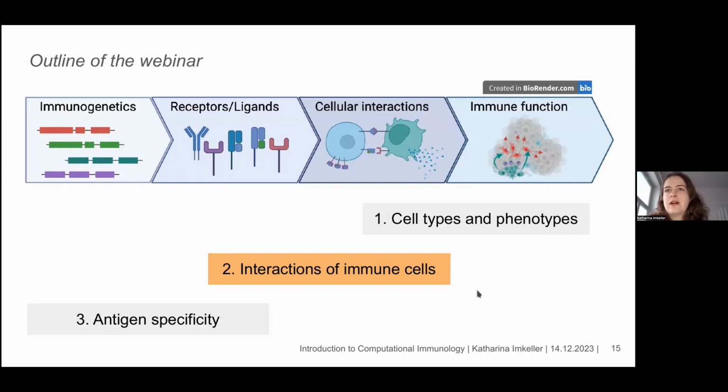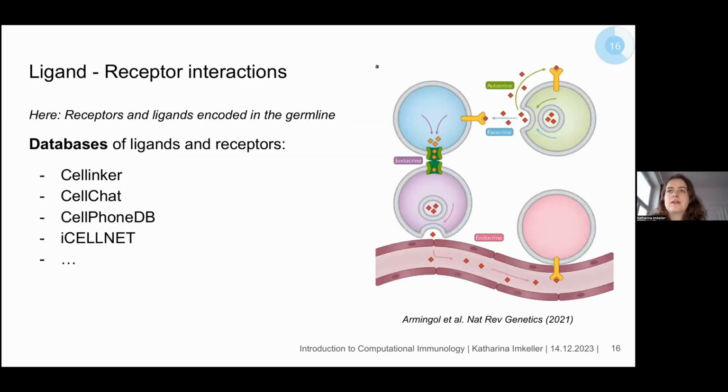Now that we have understood how to annotate the cell types, one of the next steps could be to look at the interactions of the immune cells. And so there's a whole large area of research that is conducted about ligand-receptor interactions and tools on how to annotate and quantify ligand-receptor interactions in single-cell data.